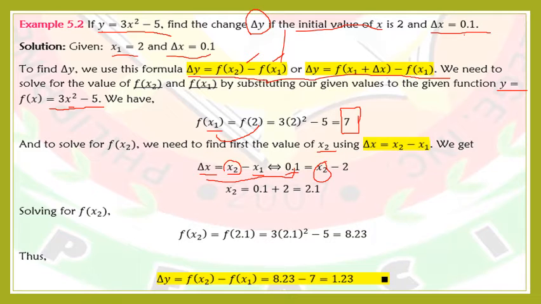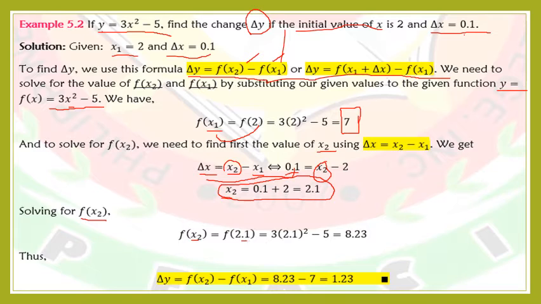So solving for the value of x sub 2, we have x sub 2 is equal to 0.1. Transpose natin si 2 sa left side. So 0.1 plus 2 is 2.1. So ito yung value ni x sub 2. So after that, pwede na nating ma-solve si f of x sub 2. Pag f of x sub 2 nakalagay dito class, doon nyo, yung value ni x sub 2, doon nyo isa-substitute sa original na function.